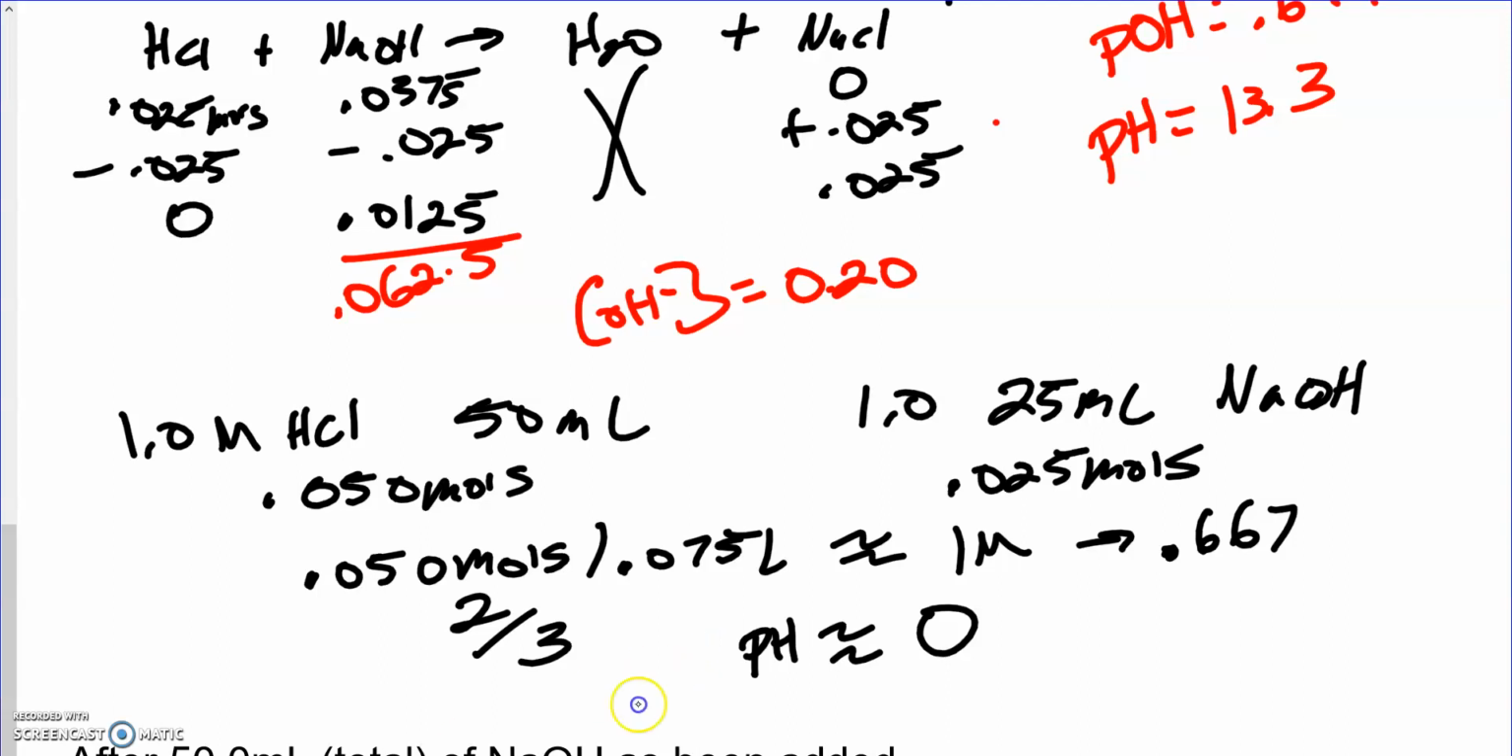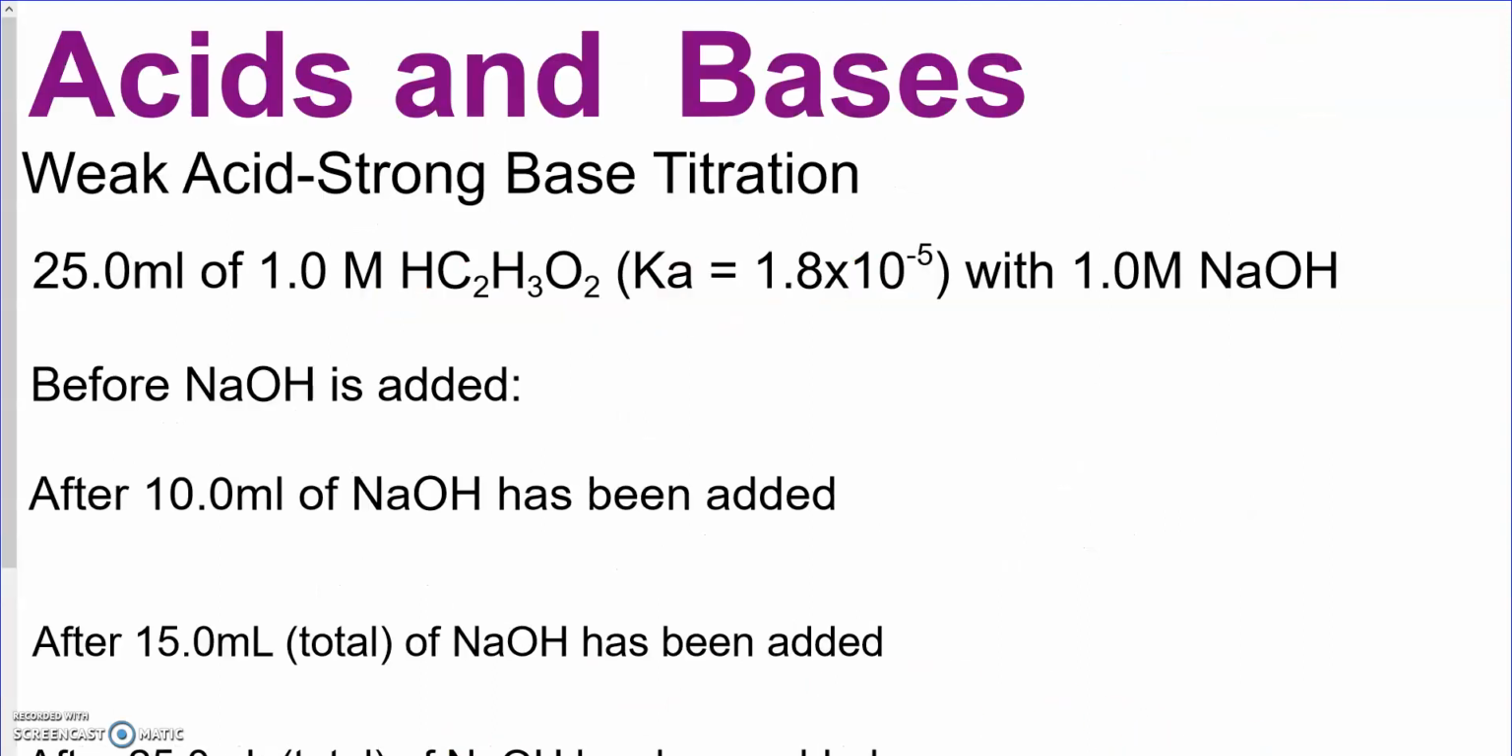All right, guys, that's it for strong acid, strong bases. What I want you to do is check this guy out. This is a weak acid, strong base, and we'll come back and look at this in the next video.